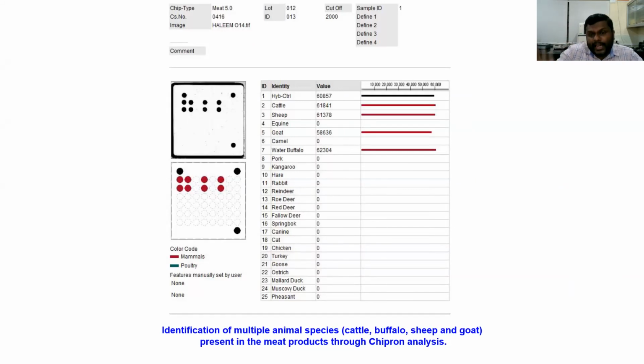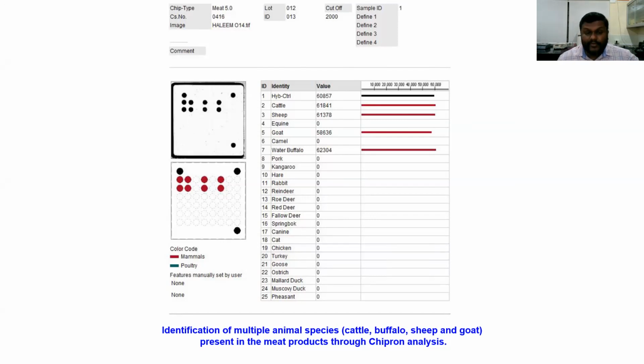One Halim product has been evaluated. After evaluation, we found the product contained equal proportions of cattle, sheep, goat, and buffalo. So now you can imagine how the mislabeling is happening. I cannot interpret whether it is goat adulterated with sheep or cattle or something like that. I am not ready to take that risk. But you see the end product has equal proportions of cattle, buffalo, sheep, and goat. So this was one of the studies we conducted, performed using the DNA microarray.